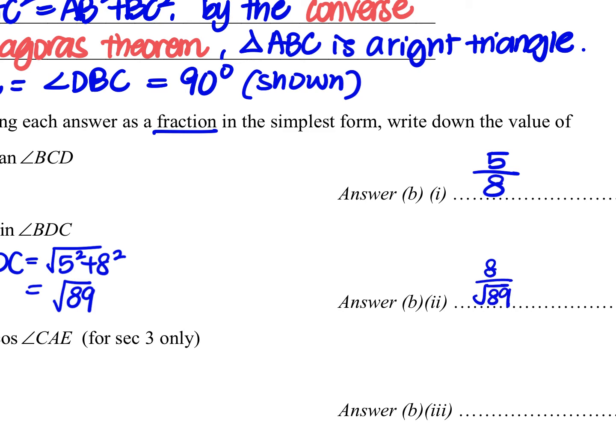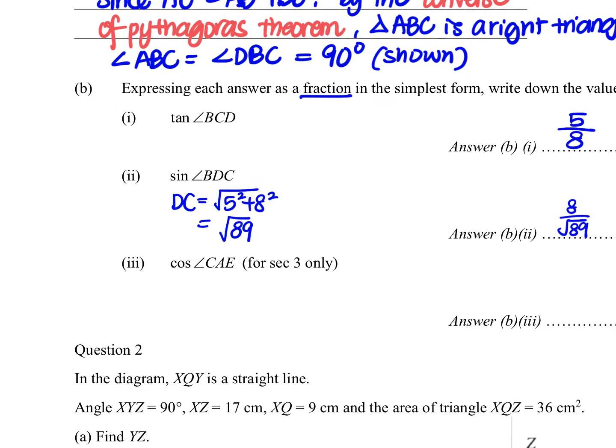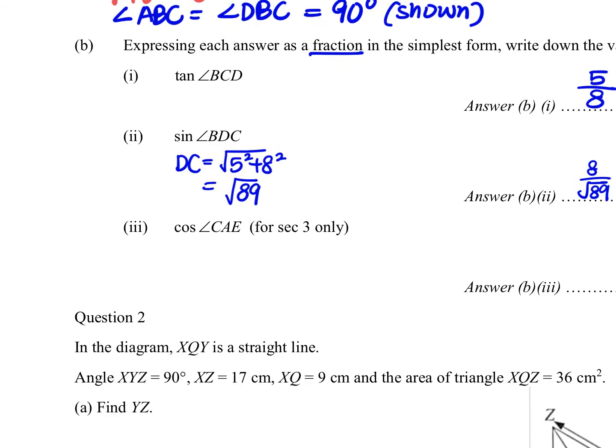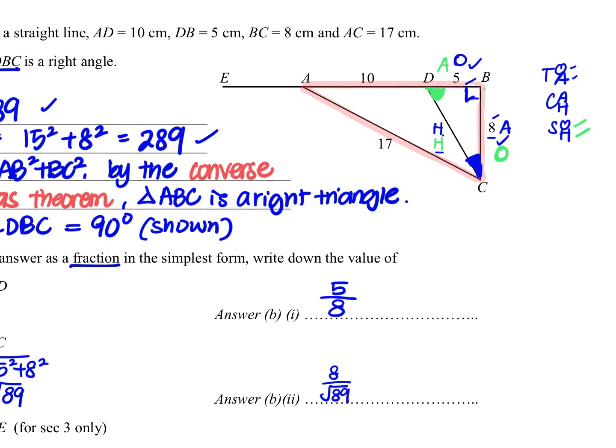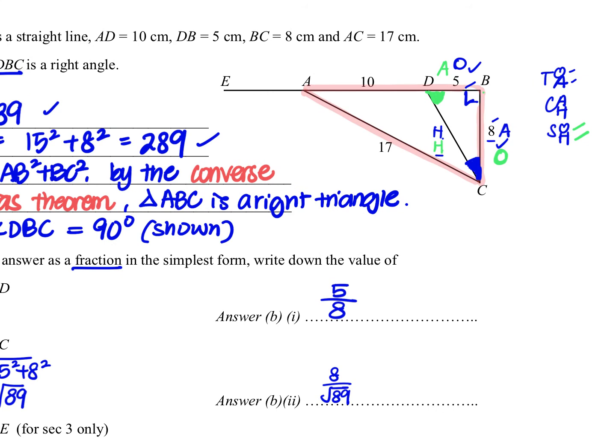Now, one more question for students who are in the Sec 3 level. You will also learn about obtuse angles. So this is cosine of angle CAE. Cosine of angle CAE is this angle over here. This is an obtuse angle. For students in Sec 2, you don't need to do this question. For students in Sec 3, please try this question. So, cosine of an obtuse angle.